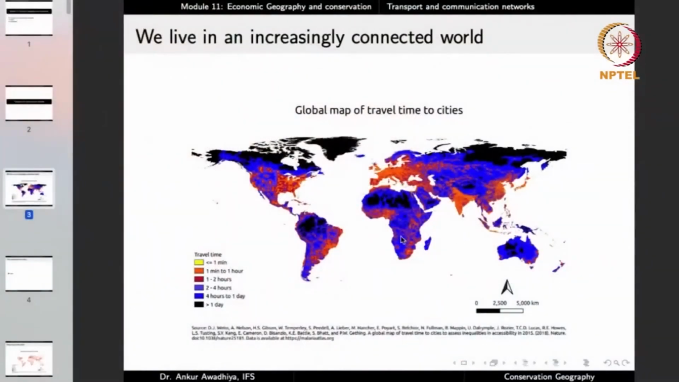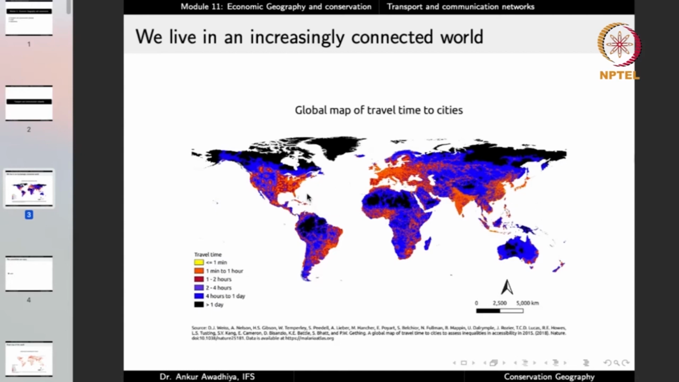Now, we can see that the travel time to cities or the accessibility to different locations is not the same throughout the planet. There are certain areas that are very highly connected. Areas like Europe, areas like India, areas like Eastern China, areas like Japan, areas like Eastern United States. These are very highly connected.